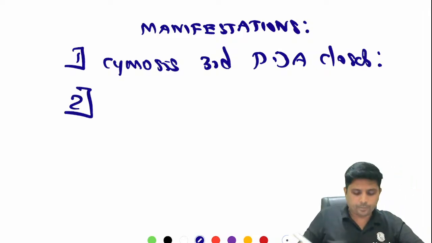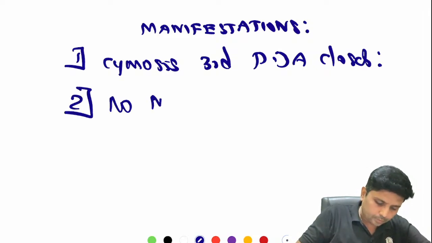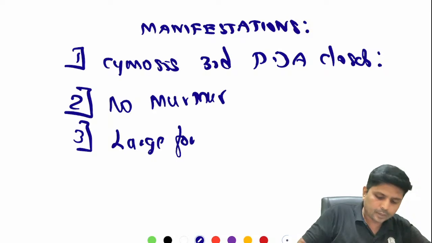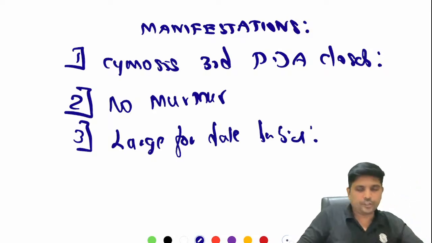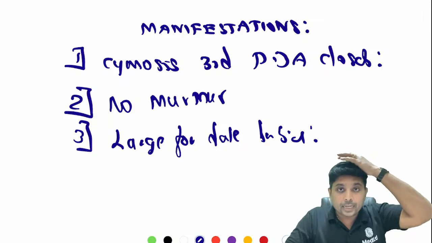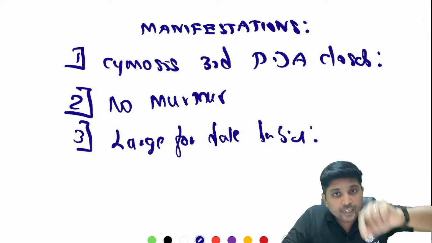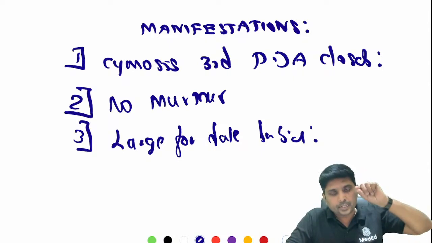Will you have any murmur? There is not, and usually they are large for date babies. So this is the manifestation. Any child who suddenly becomes cyanosed after birth, and if you don't hear any murmur, means it is TGA.